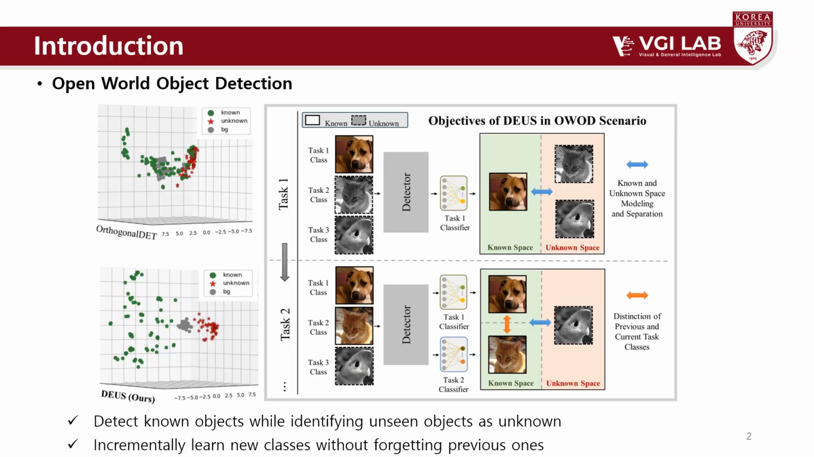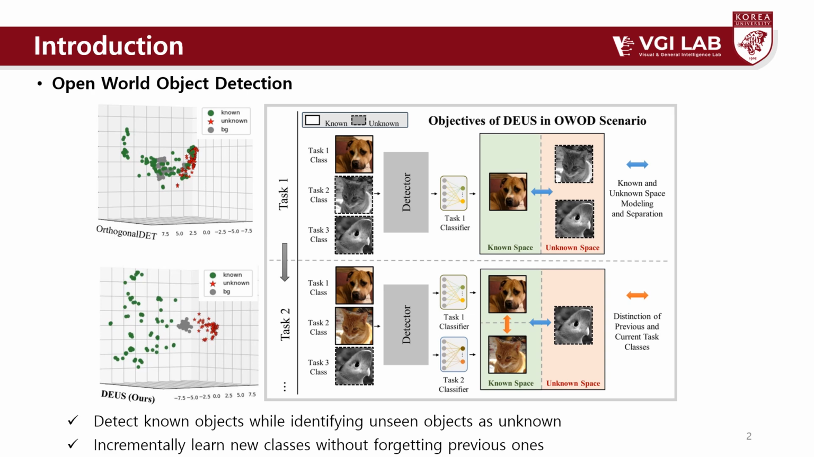Our story starts with open-world object detection. In this setting, the detector must do two things at the same time. It detects the known objects it was trained on, and it marks objects that were not in the training data as unknown. Then, over several tasks, it learns new classes, without forgetting the old ones.